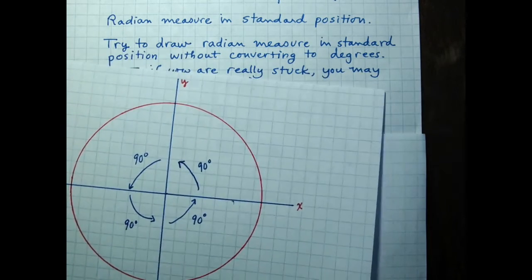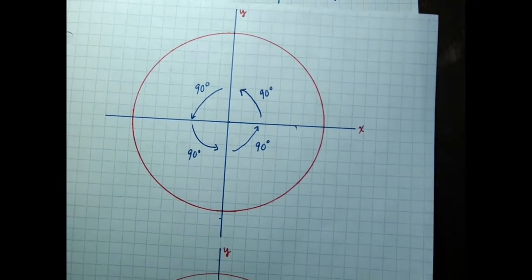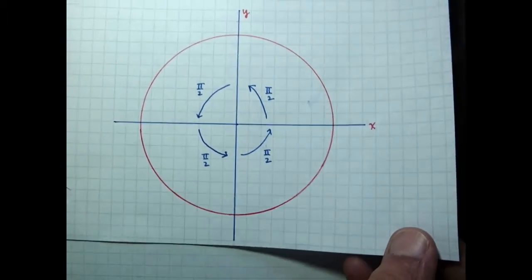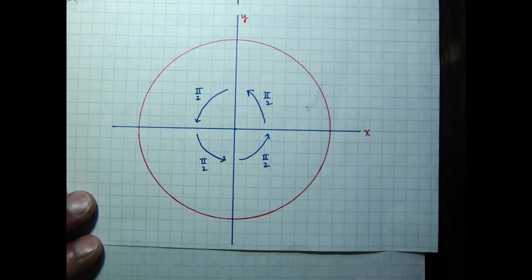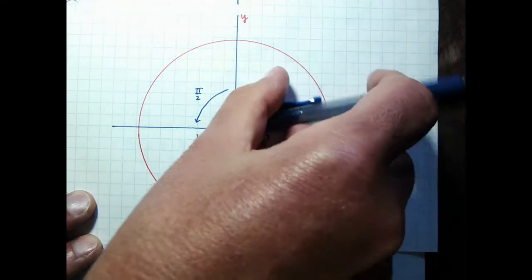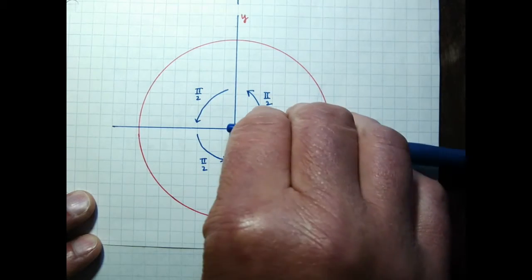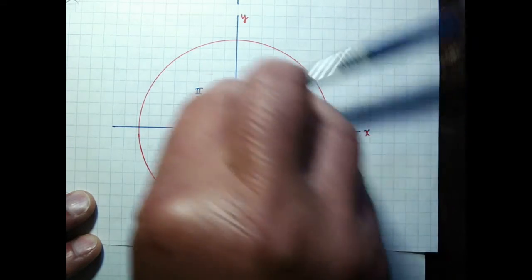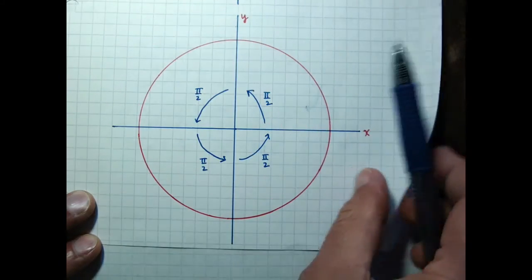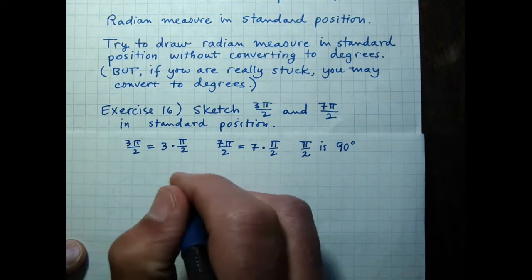Now multiples of 90 degrees just take us through the 4 quadrants, right? The 4 corners from axis to axis. So in radian measure, multiples of pi over 2 just take us around in that way. And try to learn to count in terms of pi over 2, like 1 pi over 2, 2 pi over 2, 3 pi over 2, 4 pi over 2 is full circle, 5 pi over 2 you keep going around, 6 pi over 2, so on and so forth. So let's go ahead and draw these two in standard position.